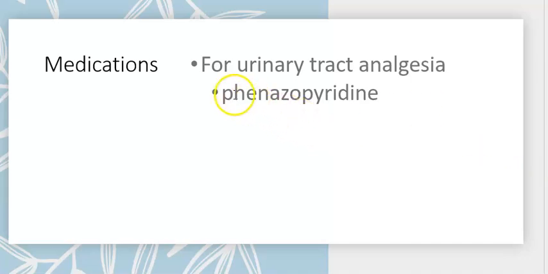So this is Pyridium, phenazopyridine. I'm sure I'll just give you all a laugh. This is Pyridium. It just relieves symptoms of your urinary tract infection. It does change the color of the urine to a reddish orange color. It has no antibacterial effect. It only treats the symptoms. Make sure you know this drug.